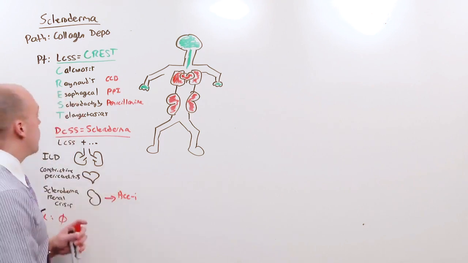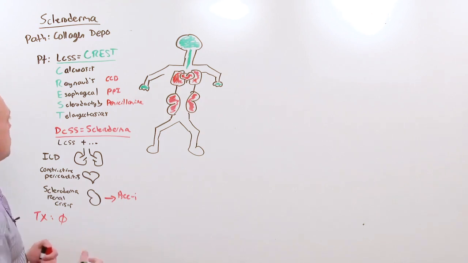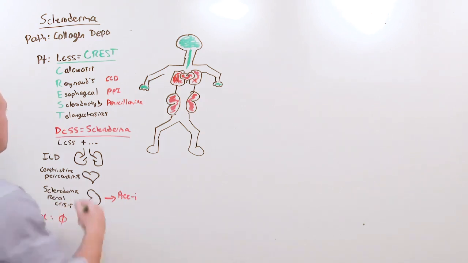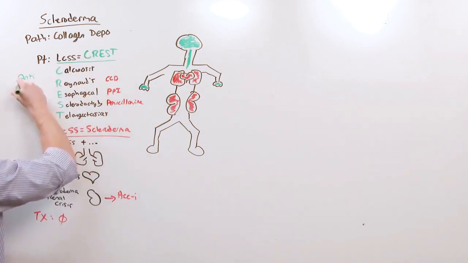All right, what else do you need to know about these diseases? Well, there's going to be a serology that goes along with each one. The CREST syndrome is going to go along with anti-centromere.